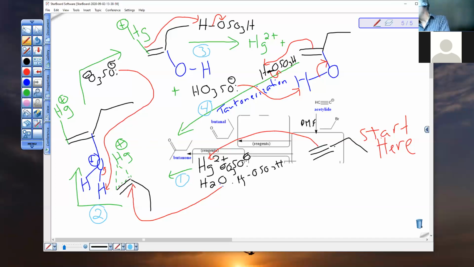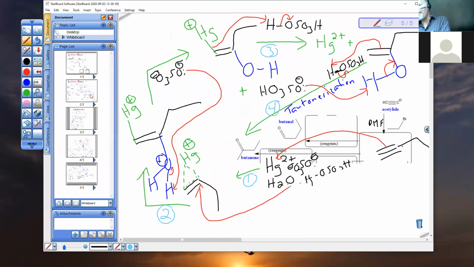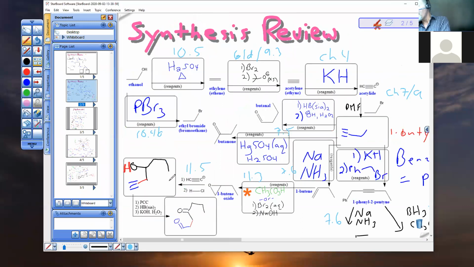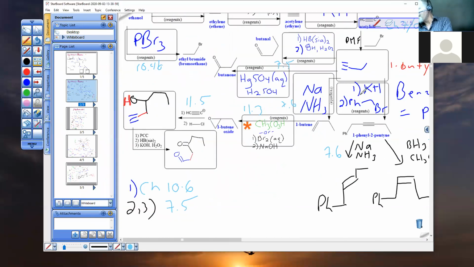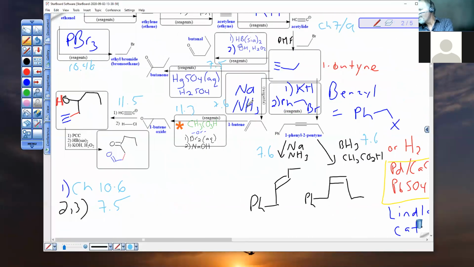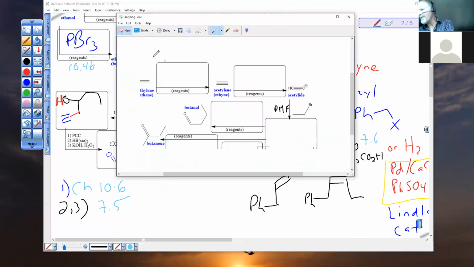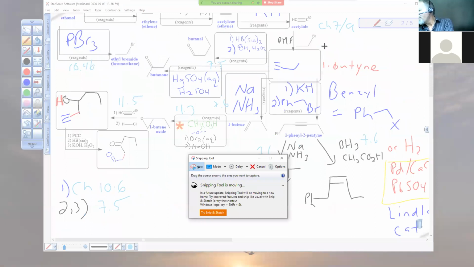So let's see what we have on page 2. We've done the mechanism across. We did the mechanism for these two. Let's finish our mechanisms with, let's see, we got all this stuff here. See what we can do. And we're going to snip. Where are you, Snippy? There we go. So we got our butyne.